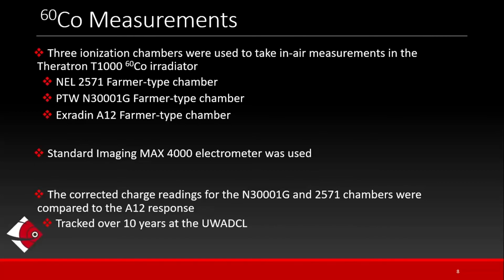Measurements taken at the irradiator at the UW ADCL were compared over a 10-year period. All measurements were made with the same MAX 4000 electrometer, and the readings for the N30001G and 2571 were compared to the NIST-calibrated A12 response and tracked over the 10 years at the UW ADCL.